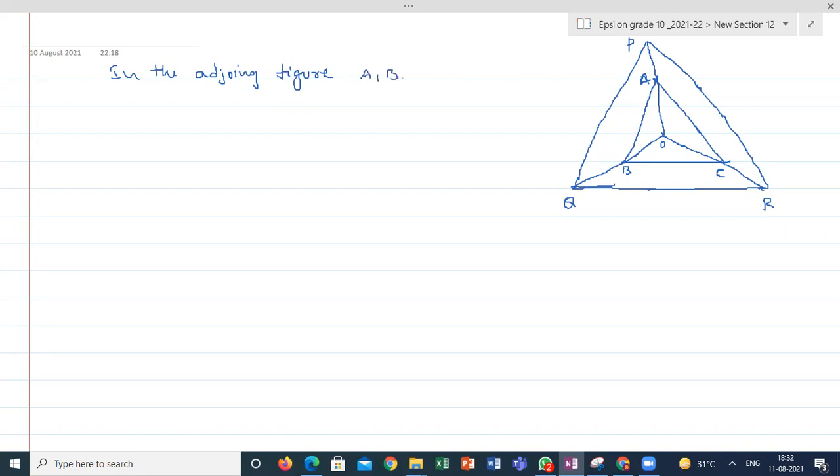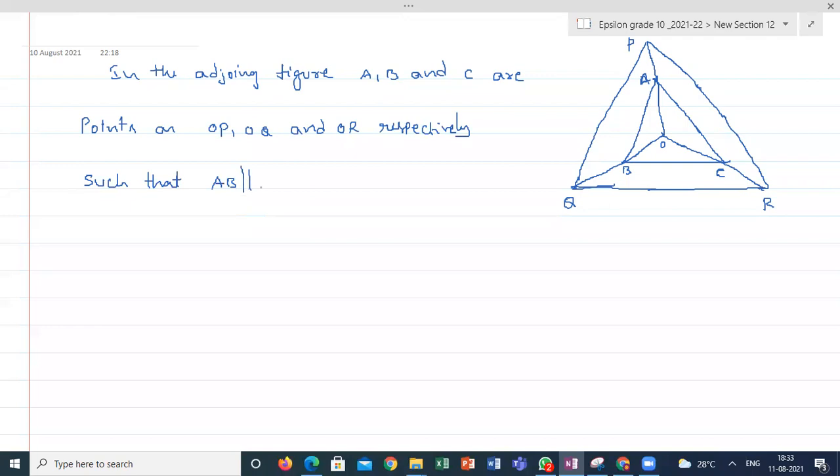A, B and C are points on OP, OQ and OR respectively, such that AB is parallel to PQ.